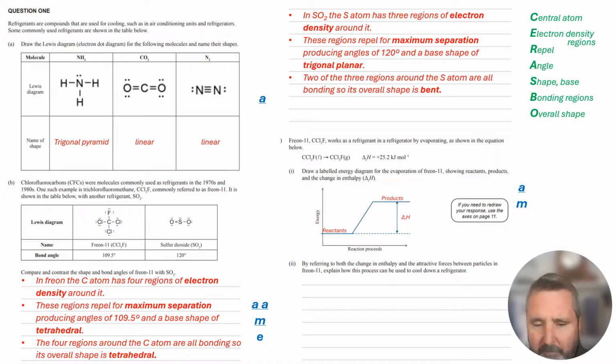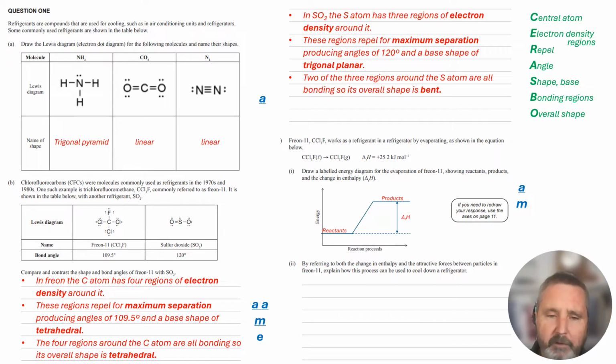Okay, last one. By referring to both the change in enthalpy and the attractive forces between Freon molecules, explain how this process can be used. One of the fundamental things about enthalpy change is when you break bonds, you are absorbing energy. And when you form bonds, you're producing energy, so you're giving energy out.